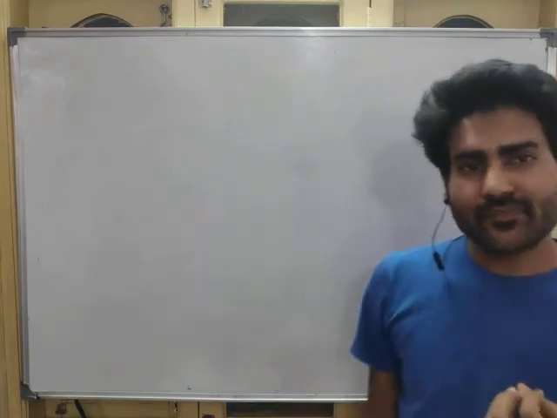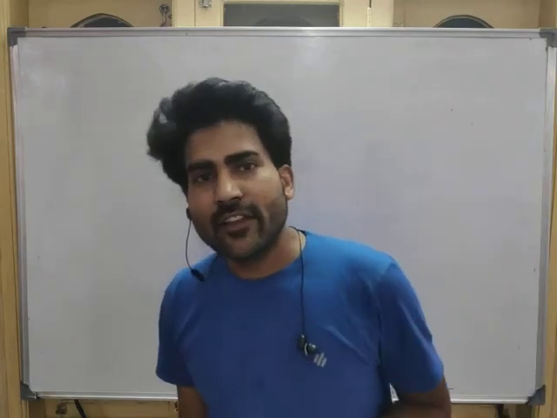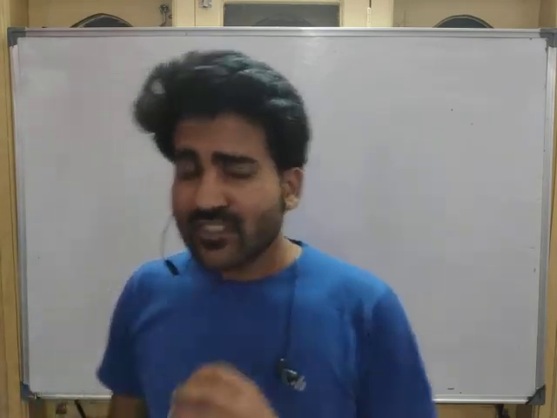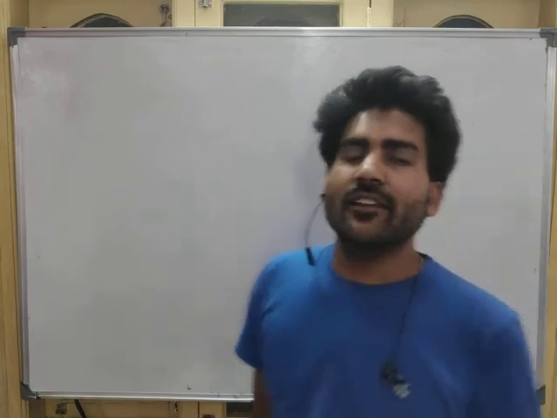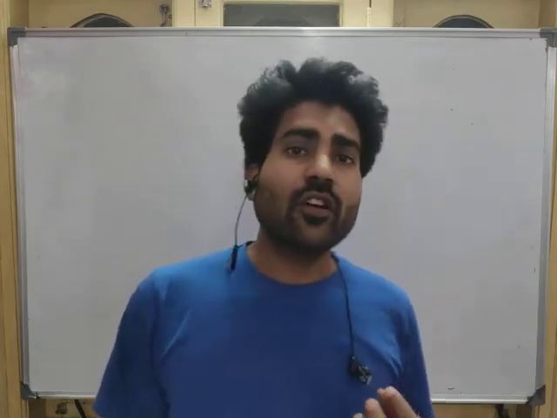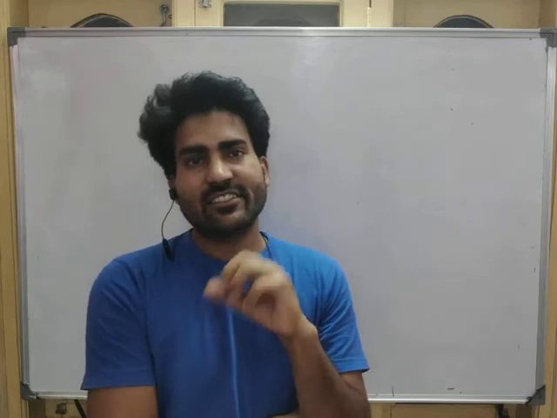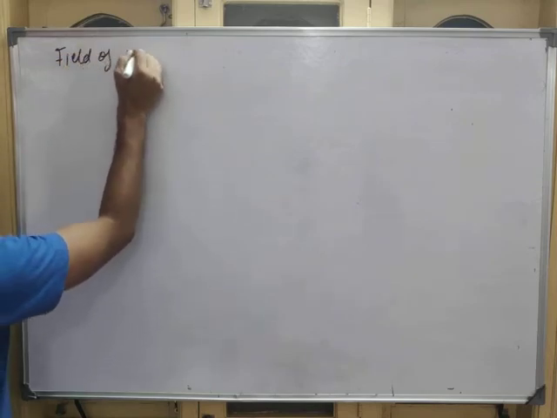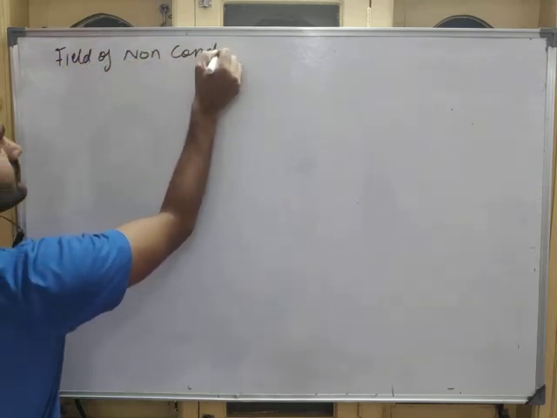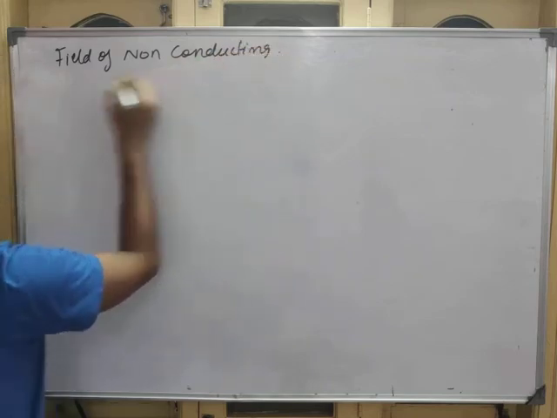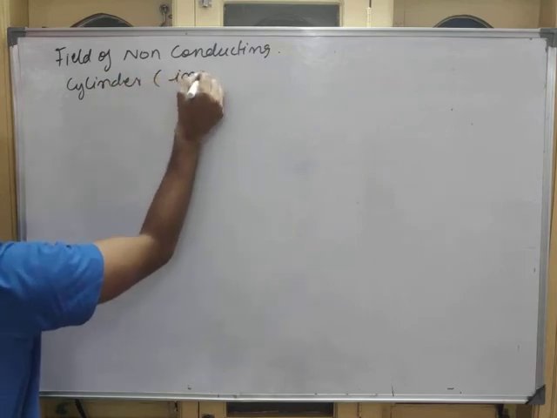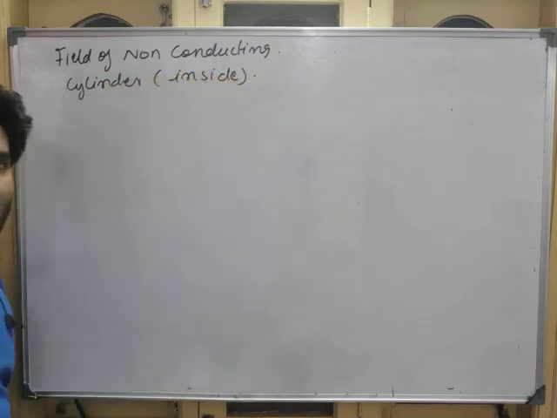So today we are going to see the electric field of a non-conducting cylinder which is uniformly charged, and there is a rho. Rho is what? Rho is volumetric charge density, right? So what we'll do here, we'll see the field of a non-conducting cylinder. We'll see inside. Already we have done for outside in the last video.